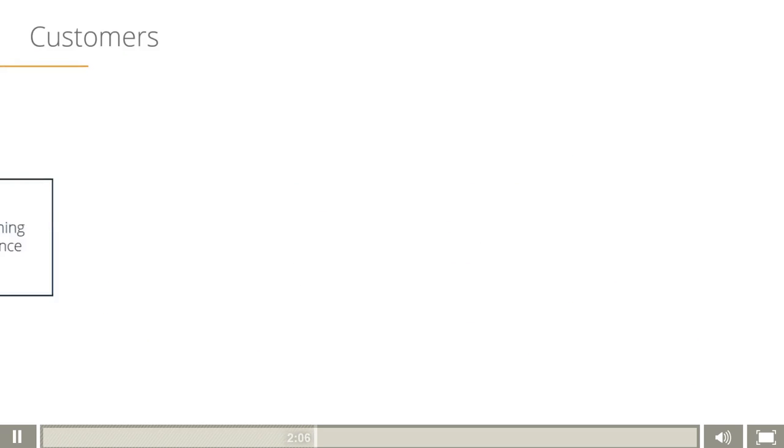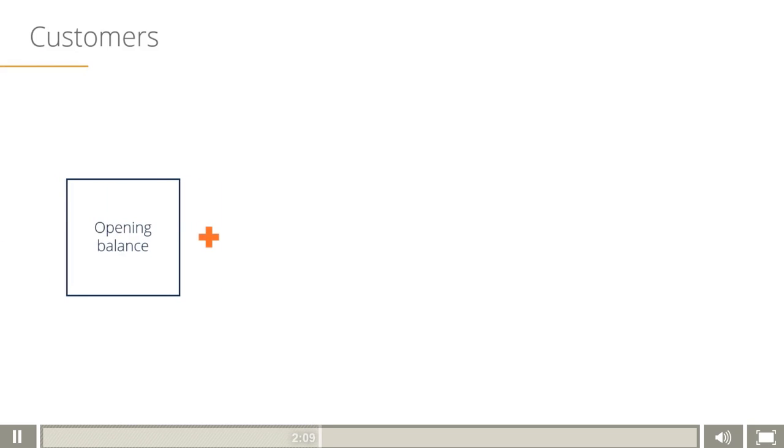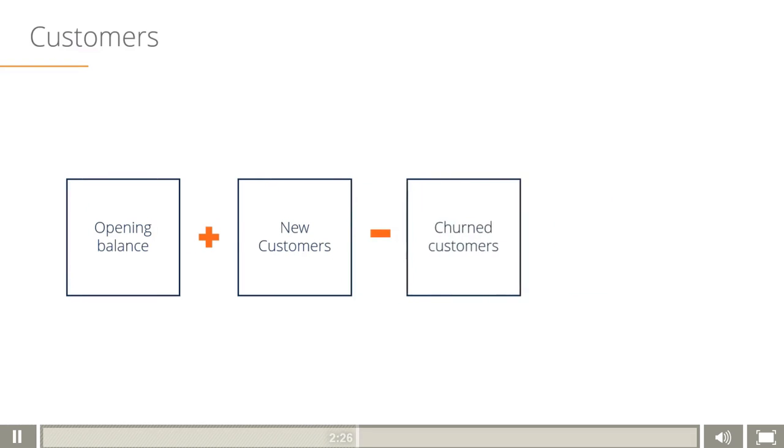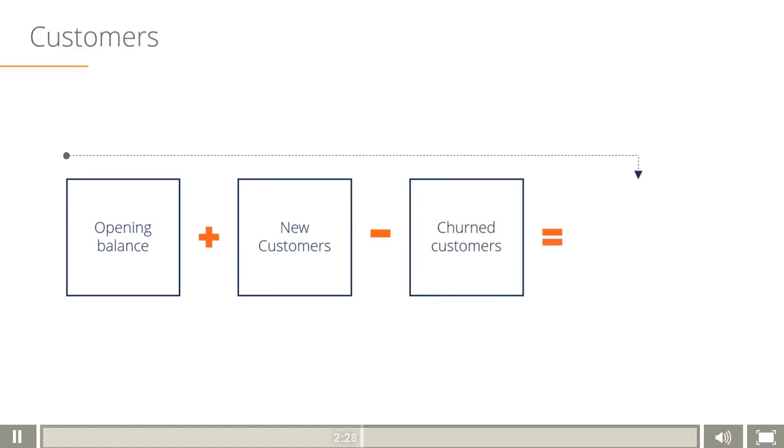Let's talk about customers and the customer buildup. We're going to have an opening balance and perform a corkscrew calculation for our customers. So we start with an opening balance at the beginning of the year. Then we add the new customers that were acquired during the year. We subtract from that the number of customers that churned or that were lost. And finally, that equals our end of year closing balance for number of customers.